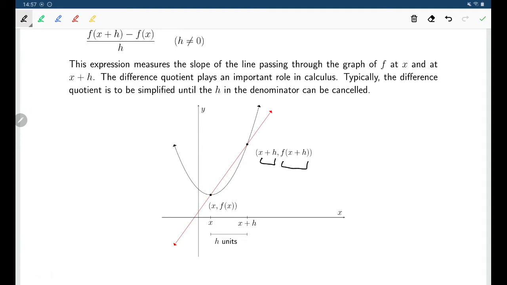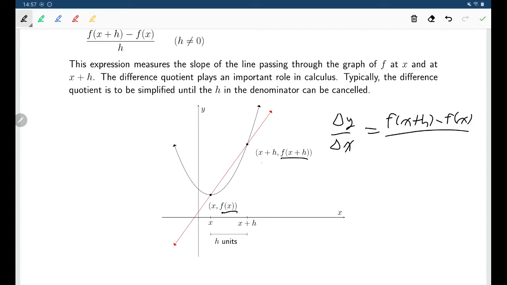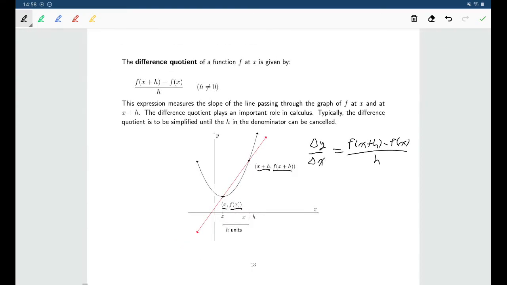And if you're thinking about slopes, you know that the slope is just the change in the y value divided by the change in the x value, which in the numerator you would have f of x plus h minus f of x. And in the denominator you would have x plus h minus x. The x's would cancel and you would just have h. So that's what the difference quotient is. It's just the slope of that straight line. That's as far as we need to know about it for now.